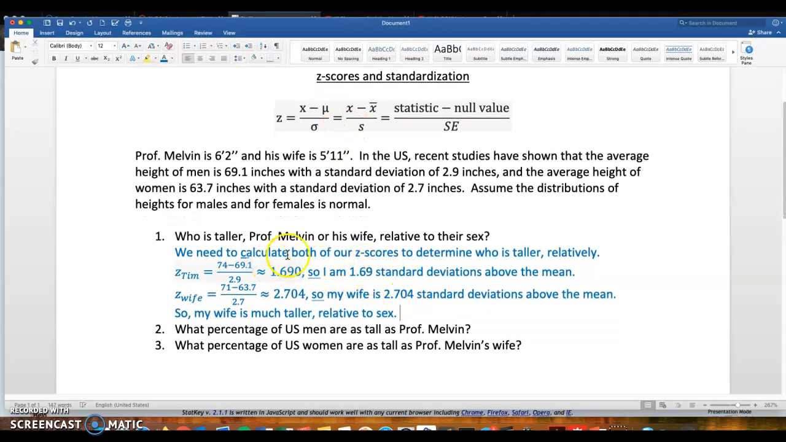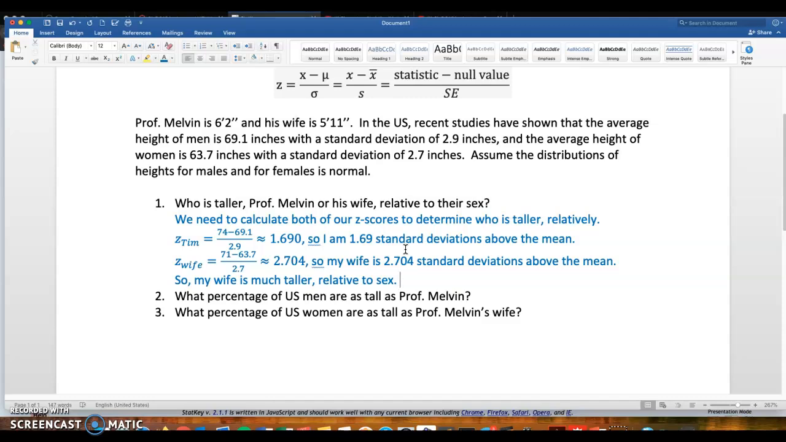The idea is the z-score puts our two heights on the same scale. When we're looking at z-scores, we're on the same scale now. So I can compare myself to my wife relative to our two groups, even though men are about 5.4 inches taller on average, and there's a little bit more of a spread of heights for men, but the standard deviations are pretty close.